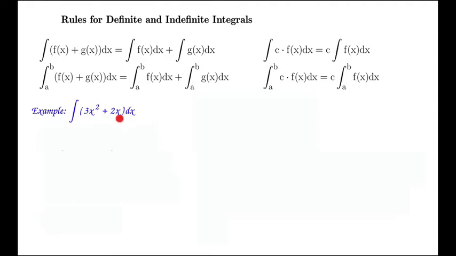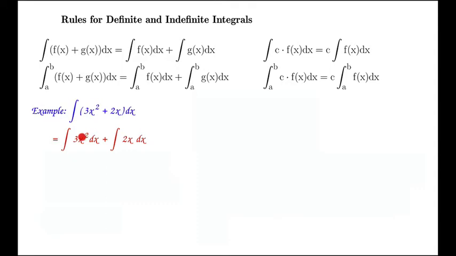So we want to integrate 3x squared plus 2x dx. This rule tells us that we can integrate 3x squared dx and add the result to 2x dx. That is, we can essentially distribute the integral sign through and integrate each of these functions separately. Now that only works because this is a plus sign. If it's a times sign, that doesn't work anymore. So don't do it.